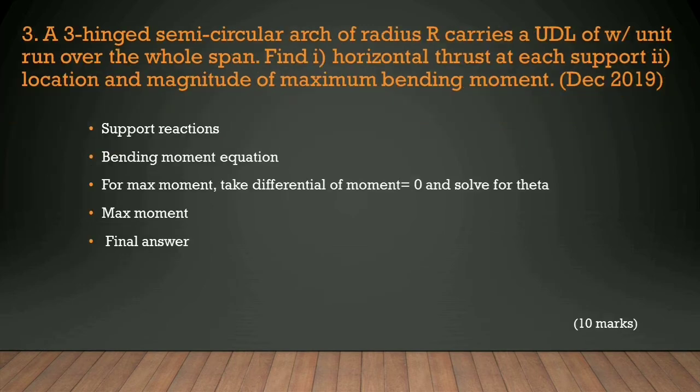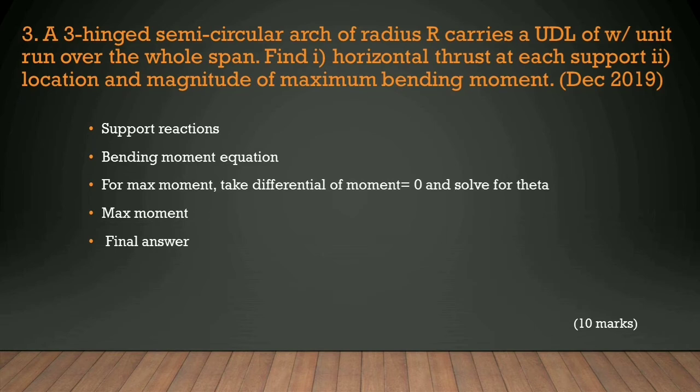A three-hinged semicircular arch of radius R carries a UDL of W per unit run over the whole span. Find horizontal thrust at each support and location and magnitude of the maximum bending moment. This question was asked during December 2019 for 10 marks.